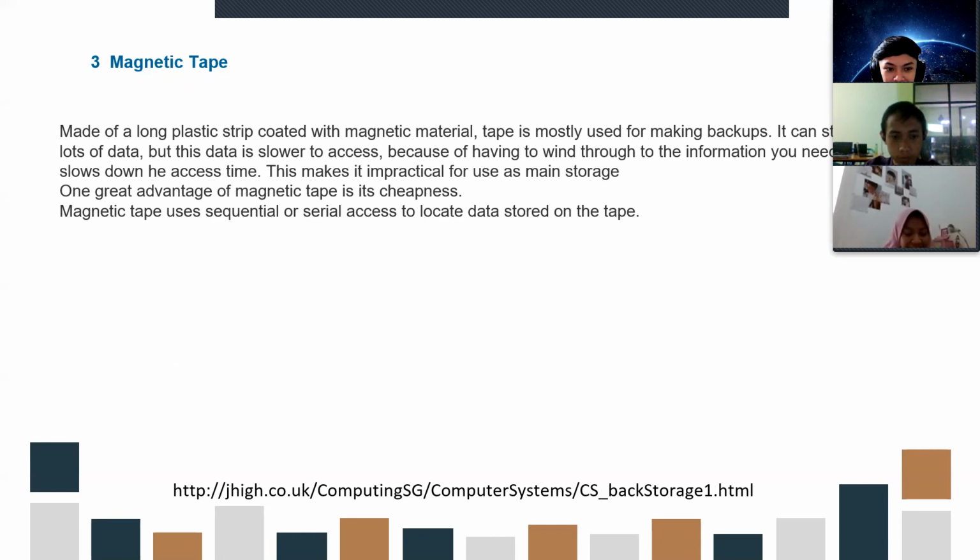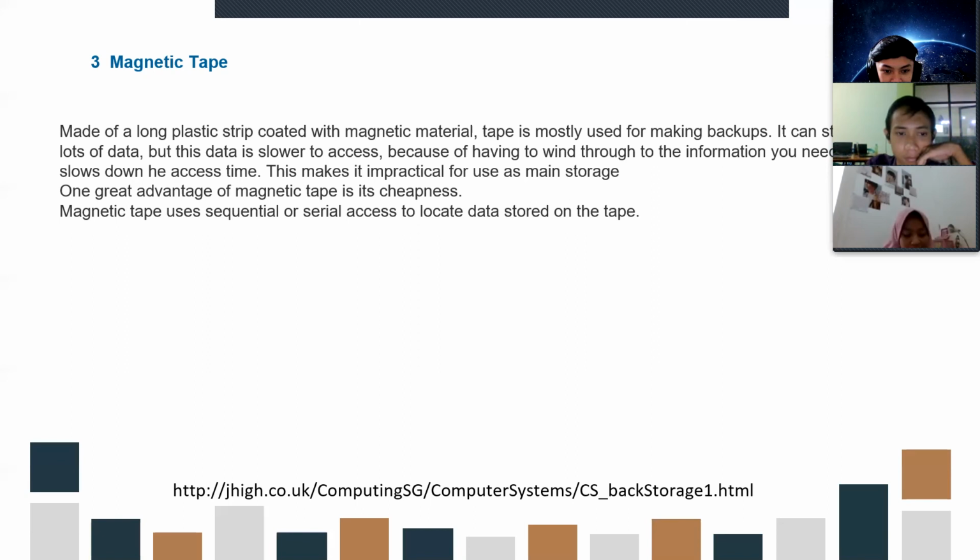Third, magnetic tape. Made of a long plastic strip coated with magnetic material. Tape is mostly used for making backups. It can store lots of data, but this data is slower to access because of having to wind through to find the information, which slows down the access time.